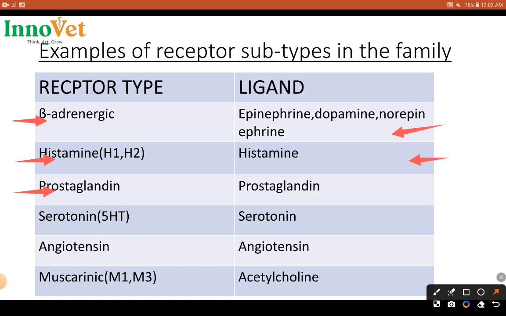For the prostaglandin receptor, we shall have our ligand being prostaglandin. For the serotonin, that is 5-HT, we shall have our ligand as serotonin. Then angiotensin, as we saw, the ligand will be angiotensin 2 for the angiotensin receptor. Then for the muscarinic receptors, we have muscarinic 1 and muscarinic 3, and our ligand will be acetylcholine.